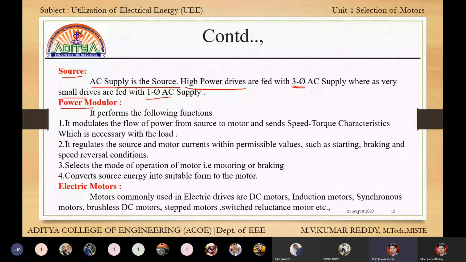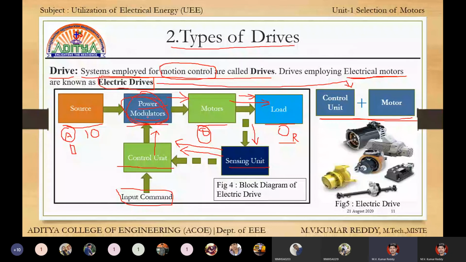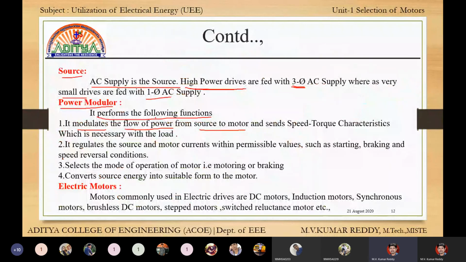Next, power modulator. It performs the following functions. The first function is that it modulates. That means it increases or decreases the flow of power from the source to the motor. See here, this power modulator is between the source and the motor. Hence, power is transferred through the power modulator, so it can increase or decrease the power.